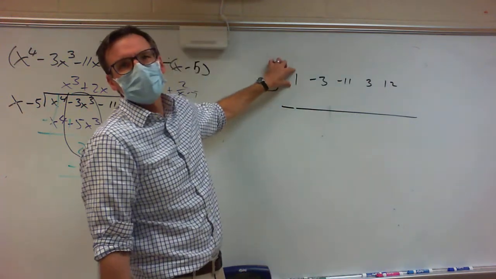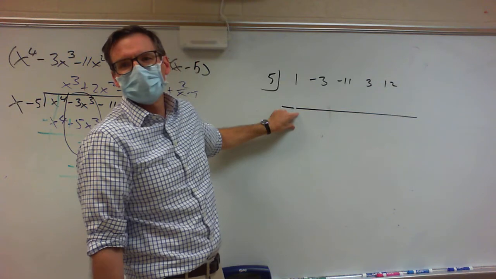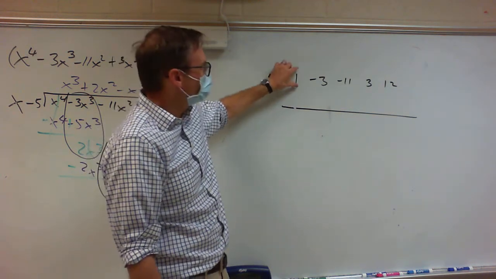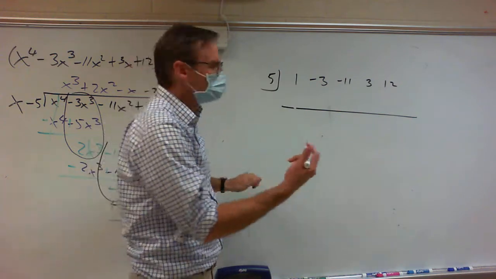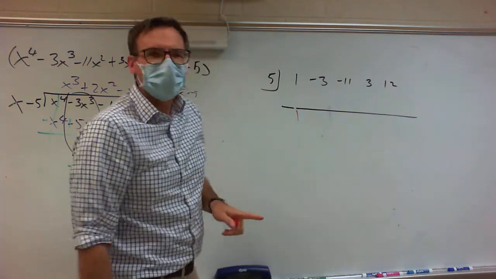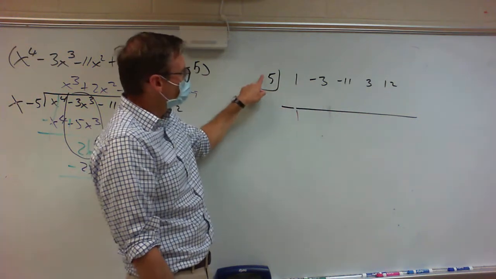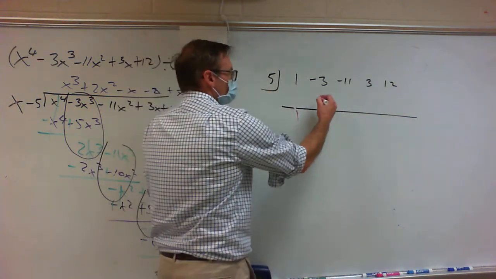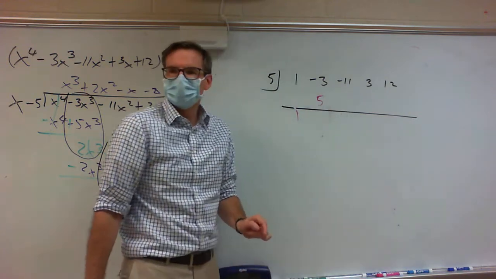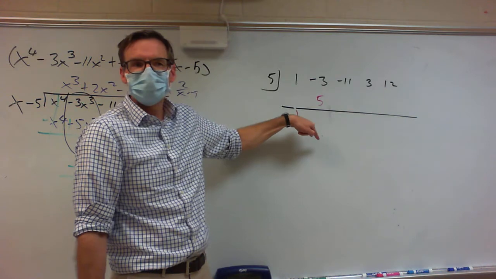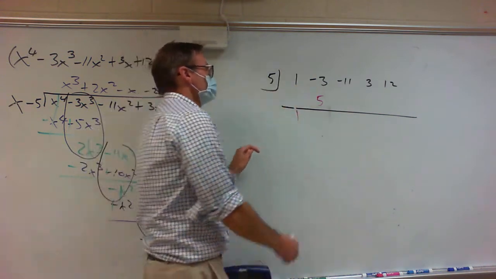Take that first number and just drop it down below the line. We'll see why in a minute, but right now I just want to take that first number and drop it below the line. And now we're going to do this times this and stick the number here. So 5 times 1, I'm going to stick the number here, and that's a 5. And then we're going to add. So this plus this gives me a 2.